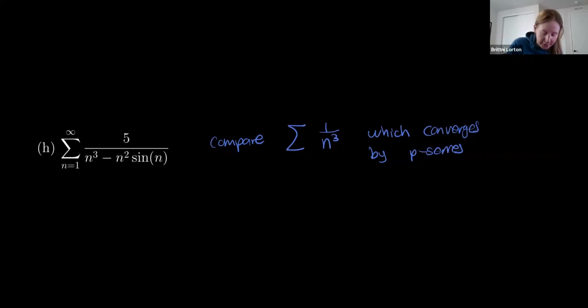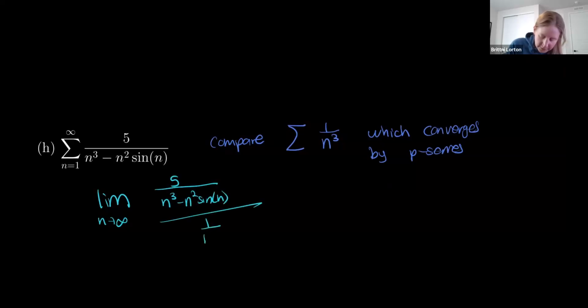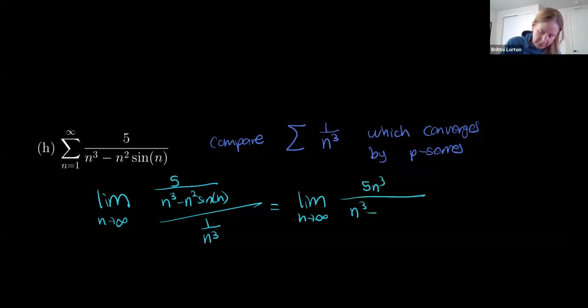Okay, and then I'll do the limit comparison test one more time. We've got lots of options here, so we might as well practice multiple ones. You could do the direct comparison test if you'd like. The limit as n goes to infinity. Remember, when you're doing the limit comparison test, you need to make sure that you put the thing you already know the answer to on the bottom. And then that turns into the limit as n goes to infinity of 5n cubed over n cubed minus n squared sine of n, and you are welcome to do L'Hopital's rule there if you'd like.